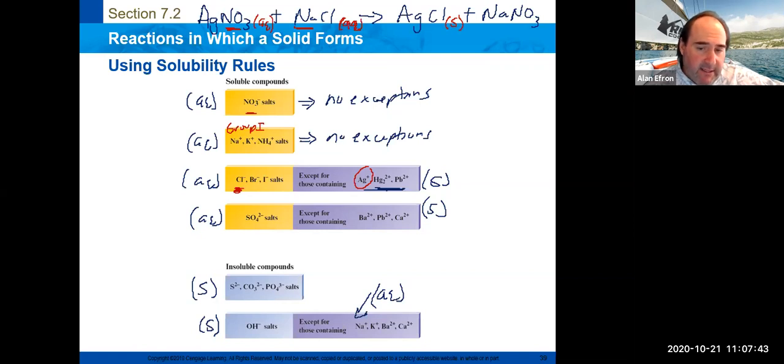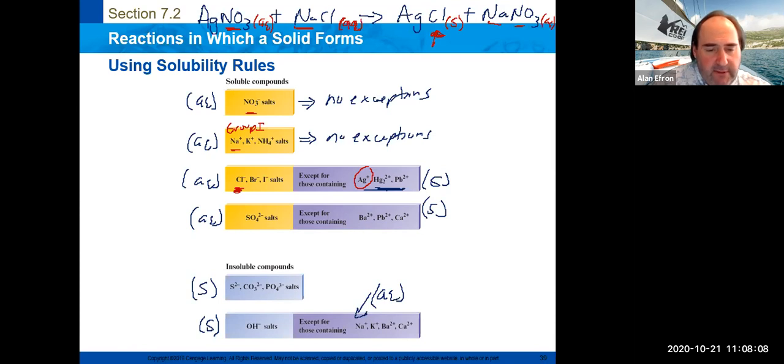And lastly, if we look at the last one, we have sodium, which is soluble in everything, and nitrate, also soluble in everything. That's how we know this gets the aqueous symbol. And that's how we know in this precipitation reaction, it is the silver chloride that is making the solid. Question on that?